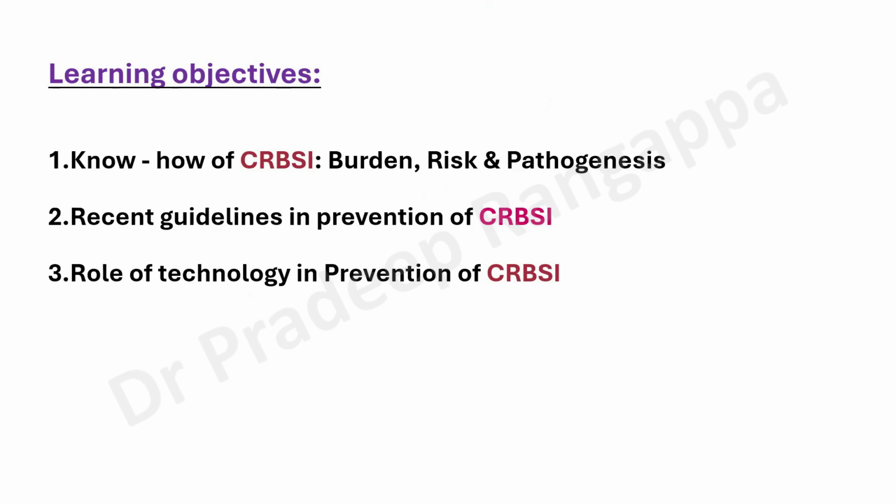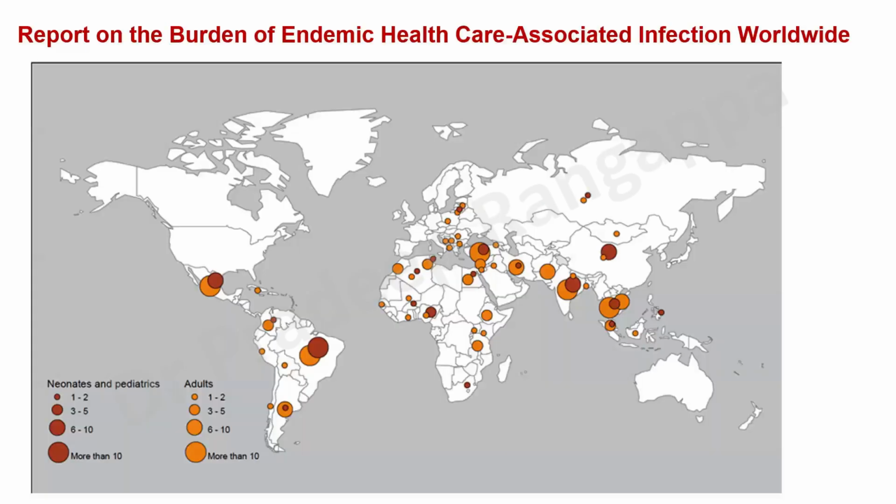The second dimension is most important for all the trainees. You need to know what are all the guidelines endorsed by the standard guidelines that have come out to prevent CRBSI. Our whole effort should be to prevent CRBSI, so obviously, we are not talking on treatment. Then we'll talk on what are the newer aspects that have evolved to prevent CRBSI, so the role of technology in preventing. So these are the three things that we would cover.